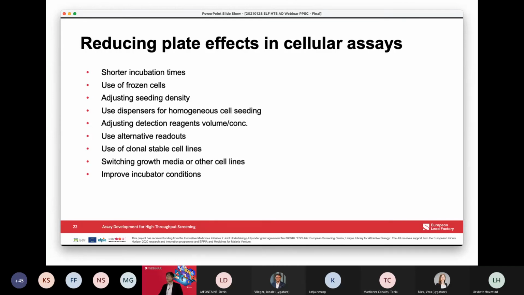For the case of cellular assays, if you have plate effects in cellular assays, you could try to shorten incubation times, use frozen cells if possible. You can adjust seeding density. You can really try to seed homogeneously. Dispensers usually help with that. You can adjust different volumes and concentrations of the detection reagents. Perhaps if none of that works, switching to alternative readouts or trying to use clonal stable cell lines. These usually help to reduce the biological variation, and switching perhaps to a different cell line or growth media, and also improving incubation conditions.